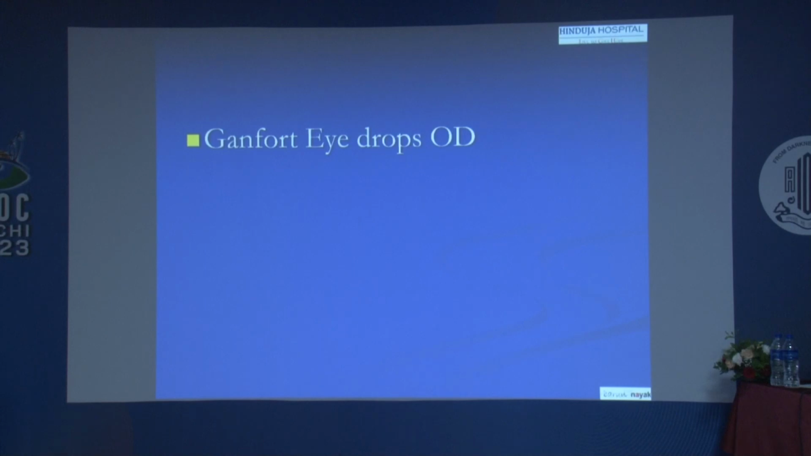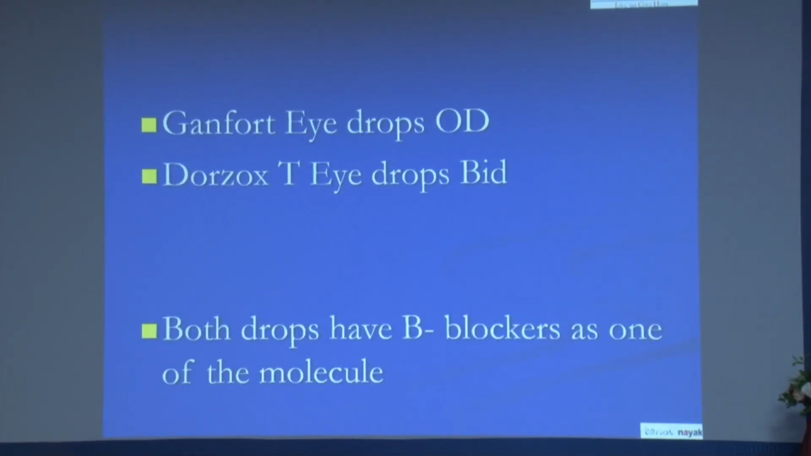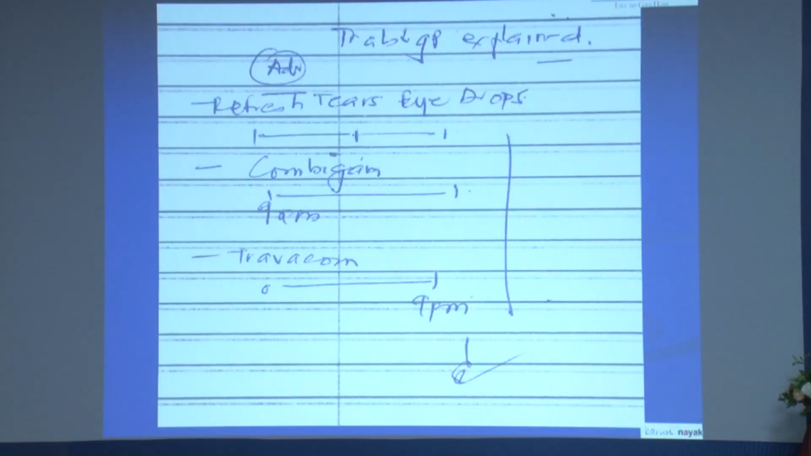what the constituents are. So it's a very common prescription: Dorzox T, Ganfort, Dorzox T. It means beta blockers are there in both. So this type of prescription we should always try to avoid.